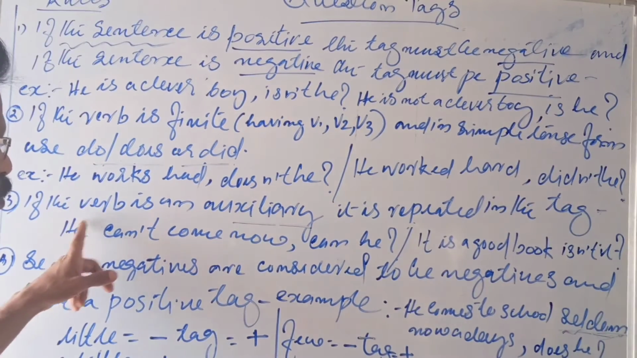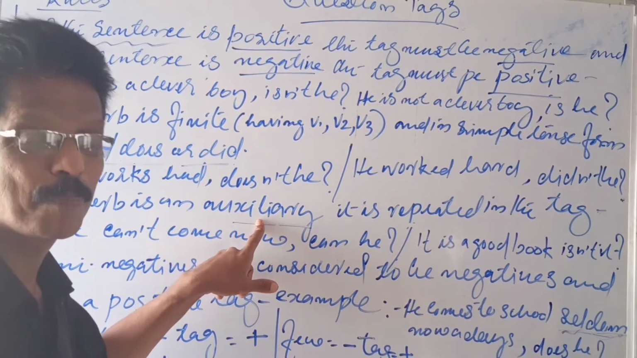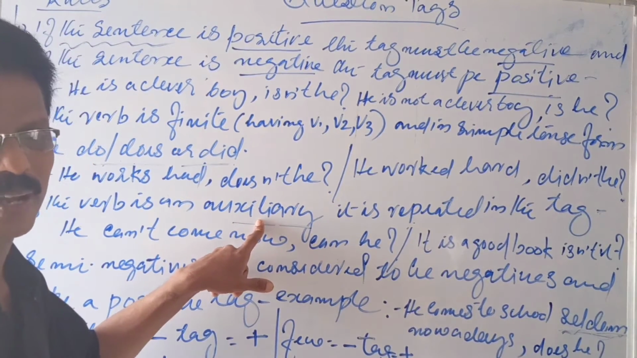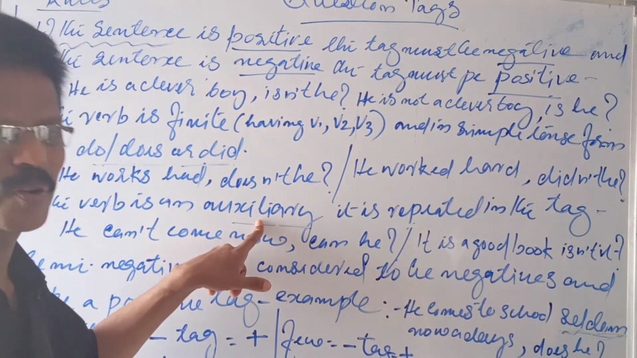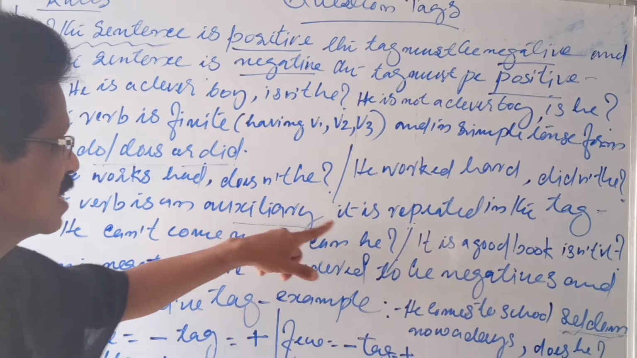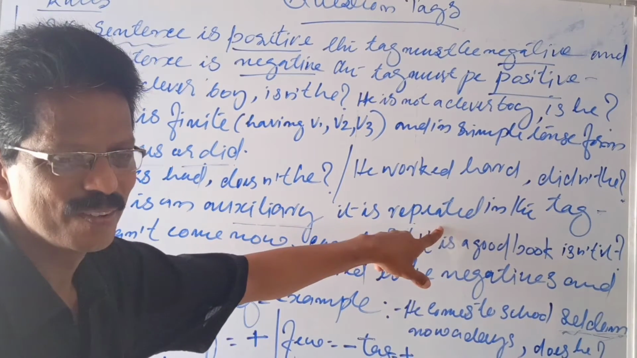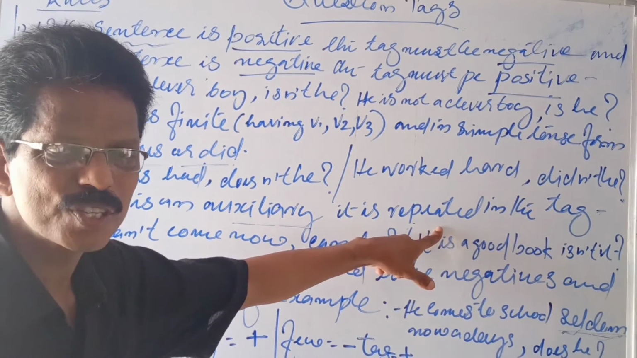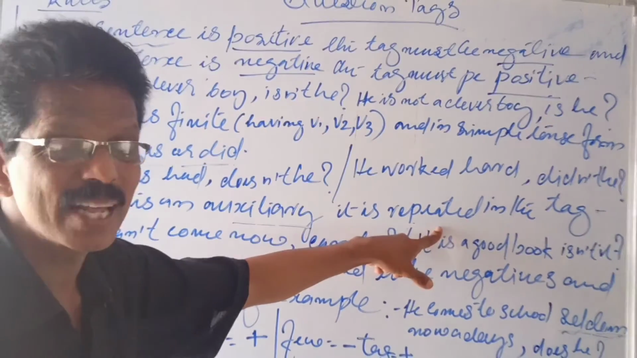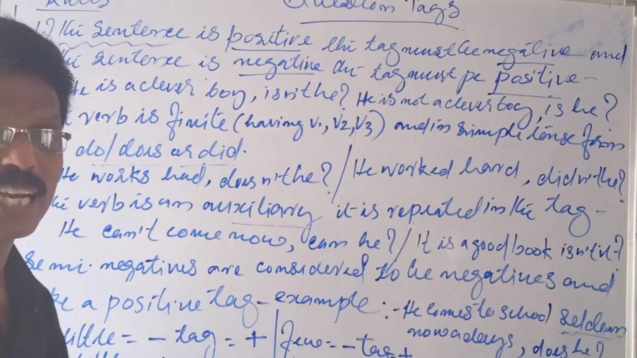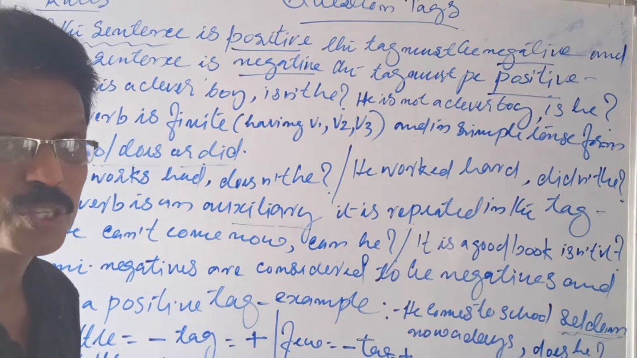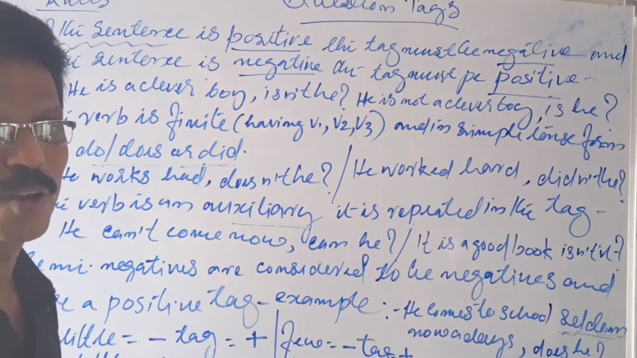Third one. If the verb is an auxiliary helping verb like am, is, are, was, were, can, could, may, might, must, whatever. It is repeated in the tag. If the verb is an auxiliary, it is repeated in the tag. Then semi-negatives are considered to be negatives and take a positive tag. 4 rules. I hope you have understood.